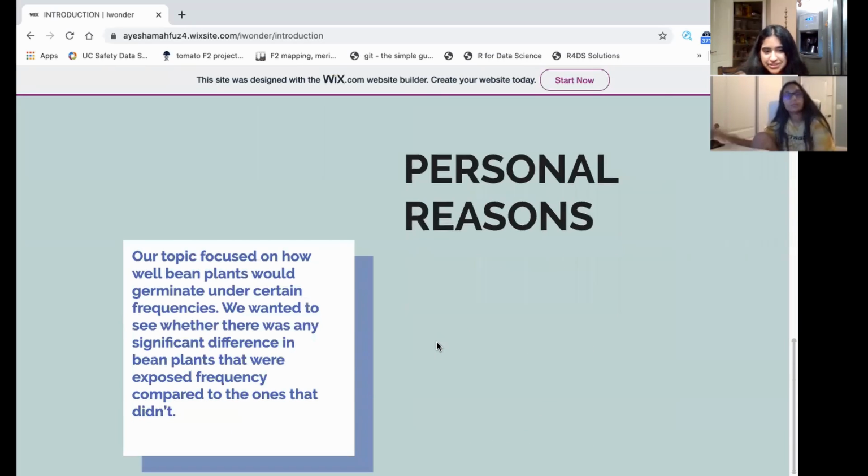Okay, then the personal reasons. We wanted to see the effect of something on an organism, and the most available one was a plant. And we also wanted to learn about something that we didn't know about, because we know about water, but we didn't really know about frequency.